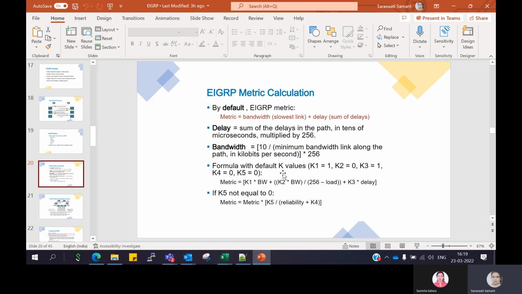Those are the default K values. By default, K1 and K3 will be 1, and K2, K4, and K5 will be 0. How are you going to consider the bandwidth? How are you going to come up with the cost? 10 divided by the minimum bandwidth link along the path in kilobits per second, into 256.